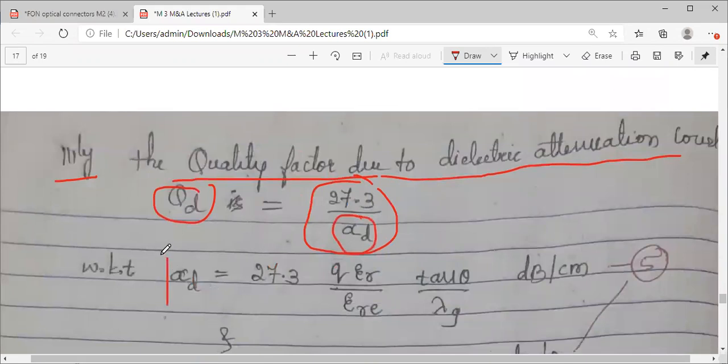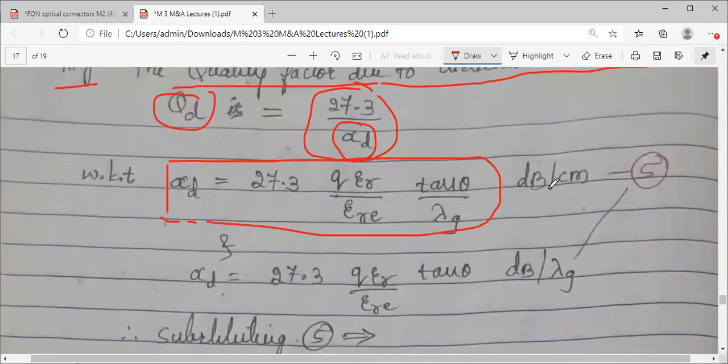And for alpha d, the dielectric loss, we have got the equation, a bigger term, try to remember. So I will take the alpha d equation. You can see the alpha d equation. In this, the unit is dB per centimeter. If I want to express this per wavelength, lambda g, this lambda g will go. Then alpha d will be equal to 27.3 q epsilon r divided by epsilon re, times tan theta, the loss tangent. So this equation is for alpha d.